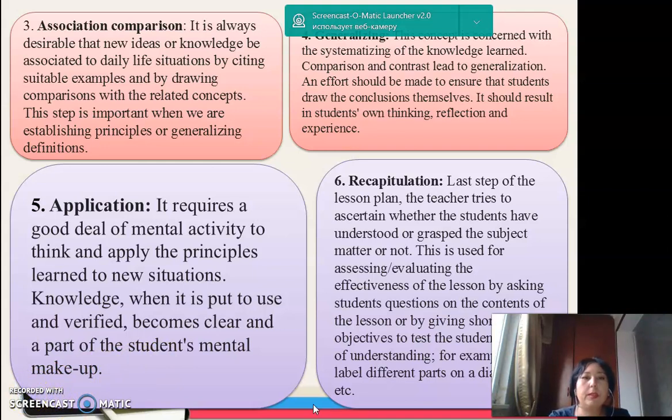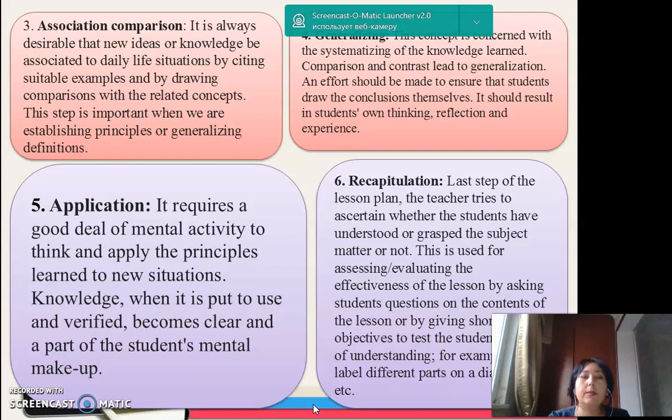The fifth phase is application, which requires a good deal of mental activity to think and apply the principles learned to the new situation. Knowledge, when it's put to use and verified, becomes clear in the student's mental makeup.